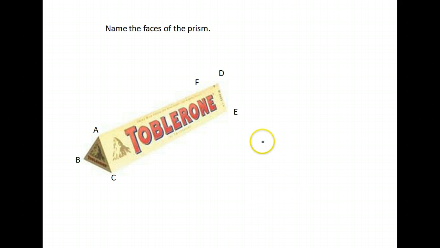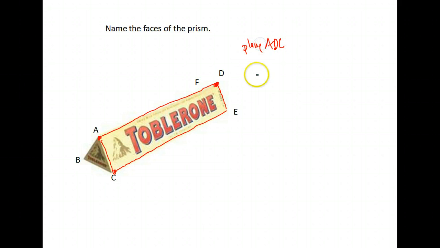Okay, let's name some of the parts. Name the faces of the prism. Well, let's outline here what kind of shape we have. Here is one face. Remember, it's a plane, so we can name a plane with any 3 points on the plane. So let's say I used D, A, and C. Okay, so plane ADC is one of the faces.